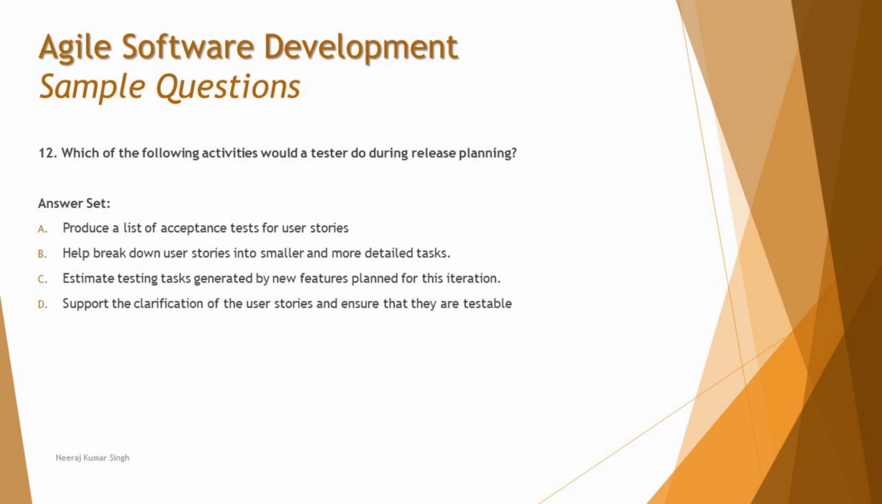B, help break down user stories into smaller and more detailed tasks. No, not at all. This is also a part of the sprint planning. You know that the stories are further going to be broken down into simplified tasks. Then it is again a part of the sprint planning itself, because the user story itself is a part of the sprint planning. Then breaking them down further would be a part of sprint planning as well. Even if you don't have the context with you, you can just commonly apply the logic. C, estimate testing tasks generated by new features planned for this iteration.